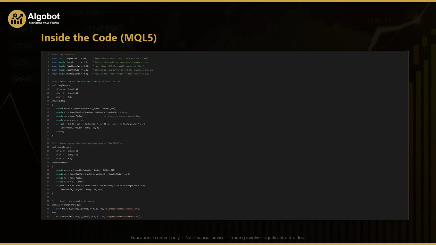Here's the heart of the strategy in MetaEditor. At the top are the key inputs. RegPeriod, defaulting to 40, sets how many closes are fitted for the regression line and its residual scale. EntryZ, at 2.2, is the outlier threshold in regression standard errors. FlatSlopeMax, 0.6, is the largest slope, normalized by ATR, that still counts as flat enough to fade. Stop ATR multiple and min target ATR shape the structural stop and the minimum target distance.